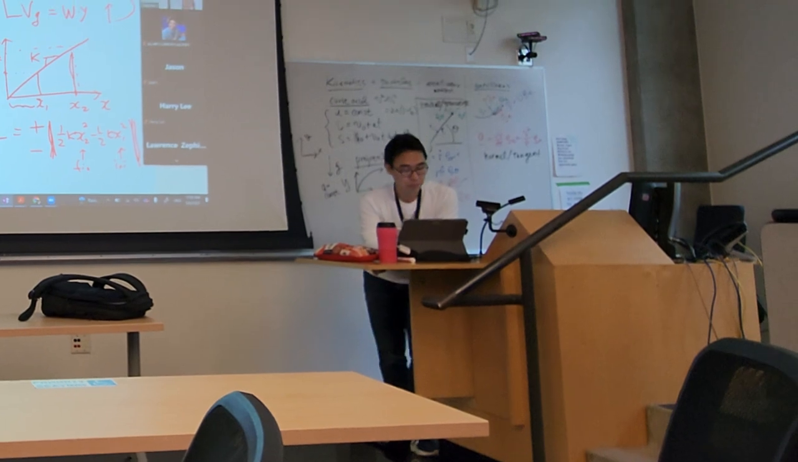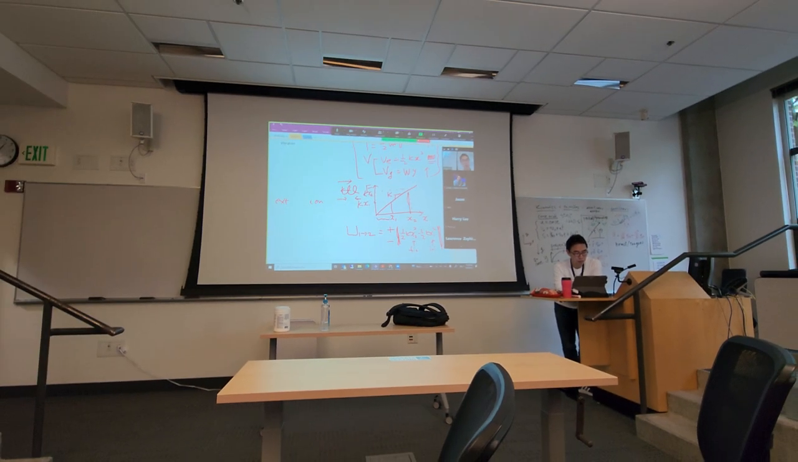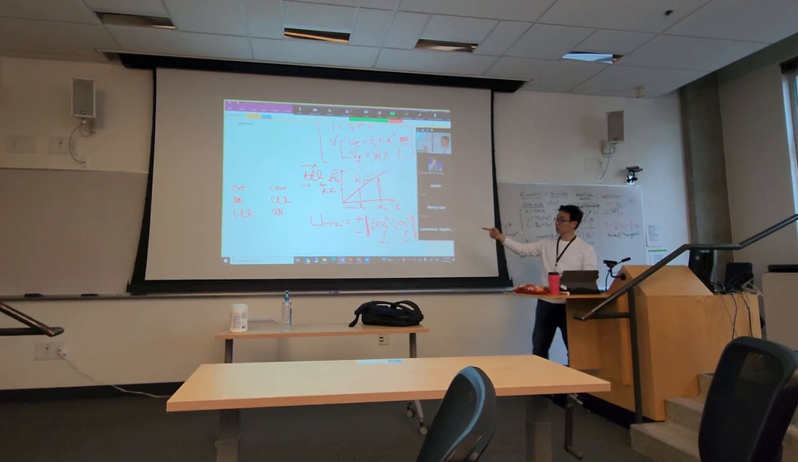For springs, think about it. Here is an extension spring. Here is a compression spring. Extension spring means initially it was like this, but it can be extended, right? Compression spring means initially like this, it can be compressed. So far so good, two different types of springs.